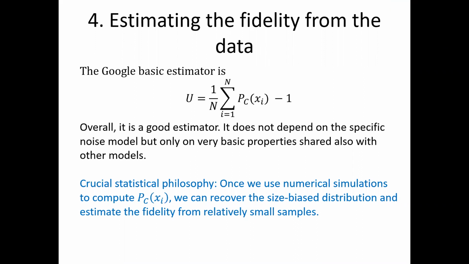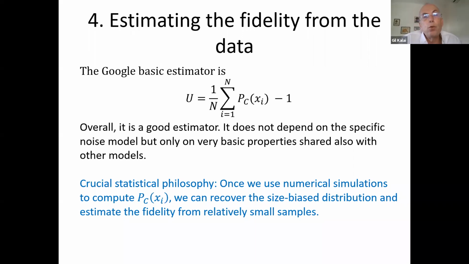So you start with a sample. You let your quantum computer produce capital N bit strings, and for each of these bit strings, you use a classical computer to compute the probability you would expect if there was no noise at all. And then you add all these probabilities, take the average, divide by N, and subtract 1. And this is the estimator U.